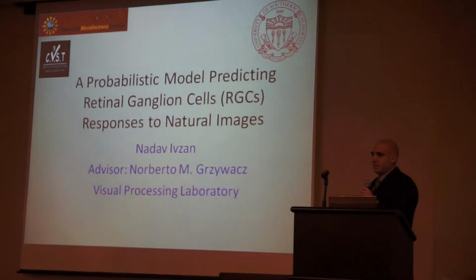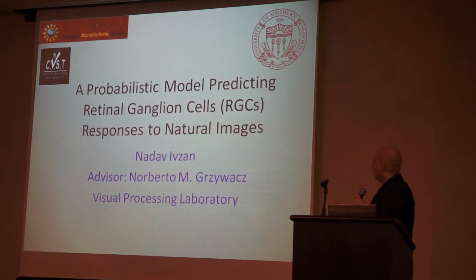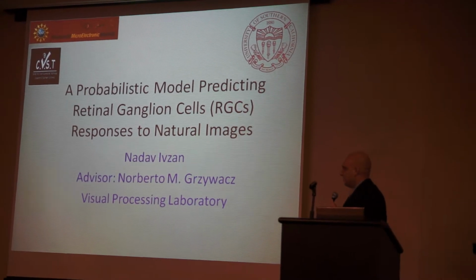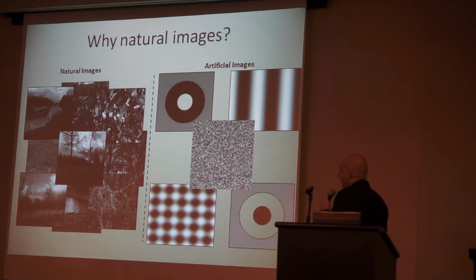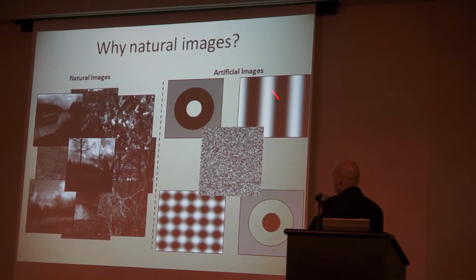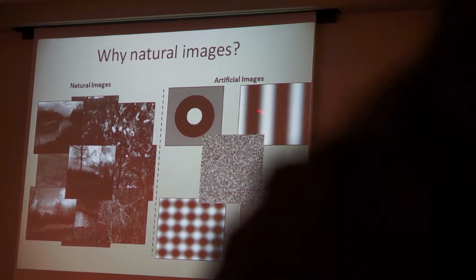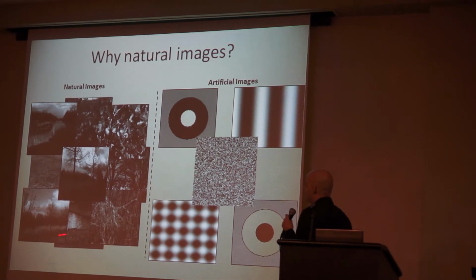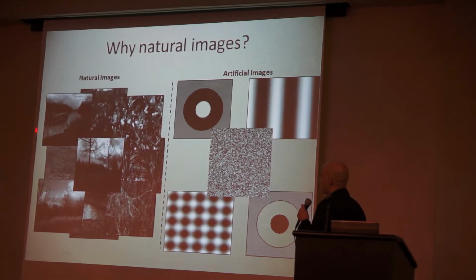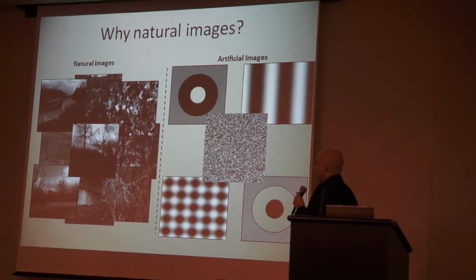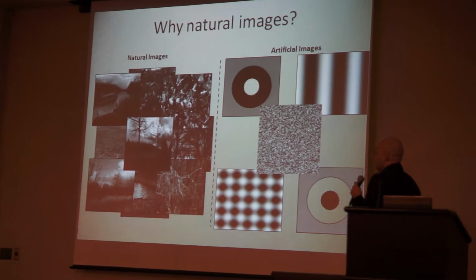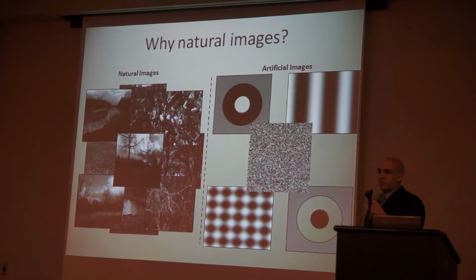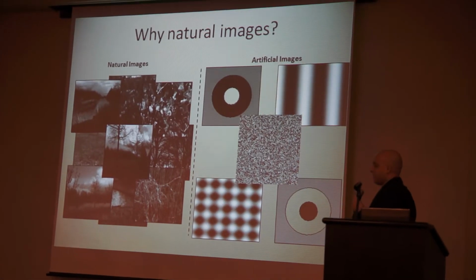And today I'd like to present my project to you, which is a probabilistic model predicting retinal ganglion cell responses to natural images. So, why natural images? Most studies have been using artificial images because we can control their properties very well. However, our visual system is evolutionarily designed to encode natural images, which present far more complex statistics. And in order to understand how we see what we see, we need to have models that can predict the responses to those images.